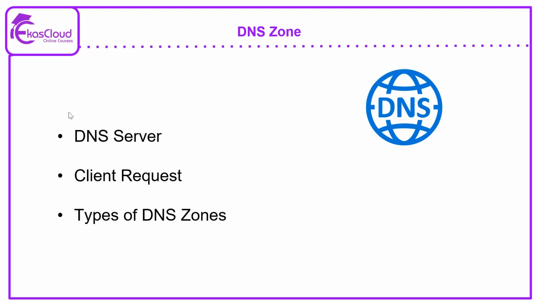So when a client wants to access google.com, the request first goes to the DNS server, which will look up its records and find the IP address of google.com and send the IP address to the client. And then the request from the client will go to Google Web Server, and the client is then able to access google.com. There are two types of DNS zones, global and private.